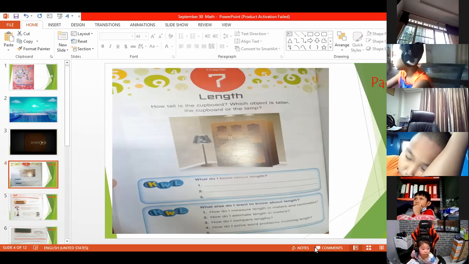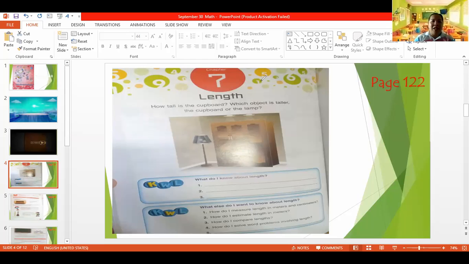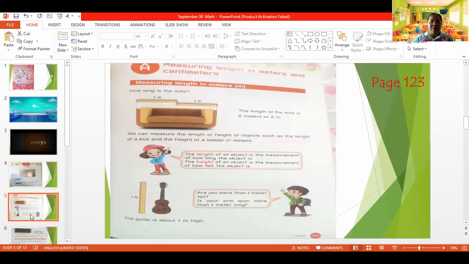So we have here the word length. As we go on to the next page, we know what is length. Anyone can answer me what is length? It is here on page 123. There is a meaning of length there. Anyone who can read it?